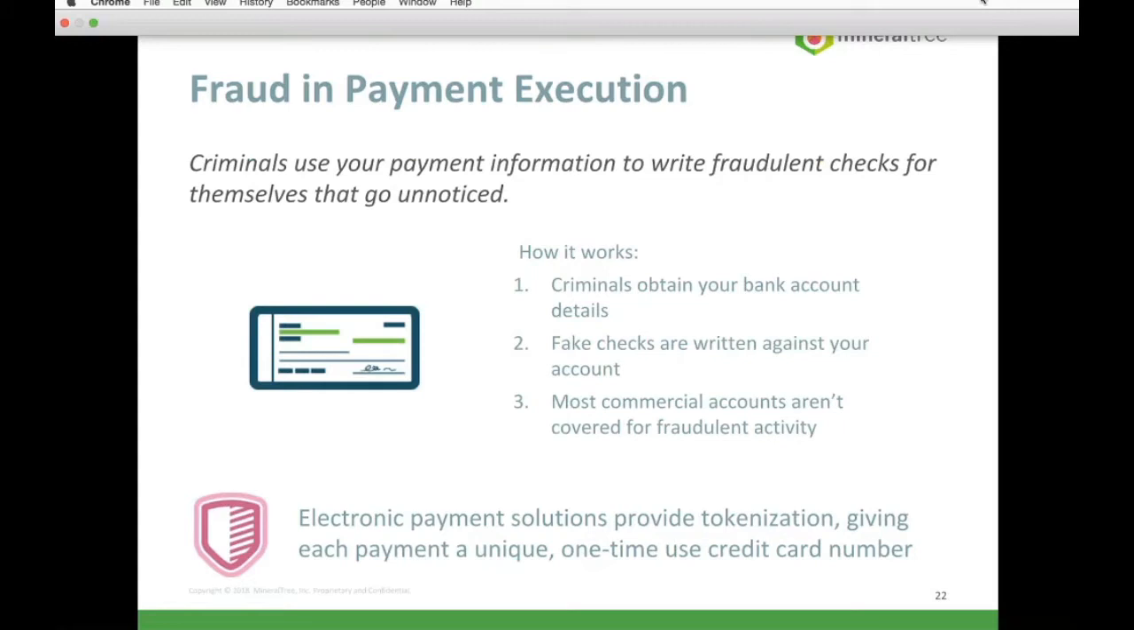Lastly, when you think about fraud within payment execution, the fraudsters out there are forging checks. They obtain your bank account information and write fake checks against your account. And the challenge is most commercial accounts aren't covered for this type of fraudulent activity, right? So being aware of it, there are a couple of things you need to think through to mitigate those risks. One of which is a positive pay file. Another is how do you decrease the number of checks you're writing and convert them to electronic payments, whether ACH or moving your spend onto a credit card or a virtual card network that, for example, MineralTree has. It provides a one-time use amount, specific to that vendor for a set period of time, right? There are ways that you can mitigate some of those risks by thinking through the payment strategy side of it.